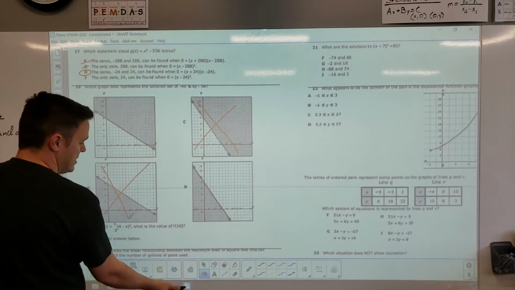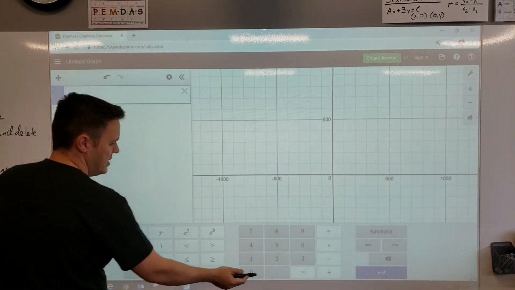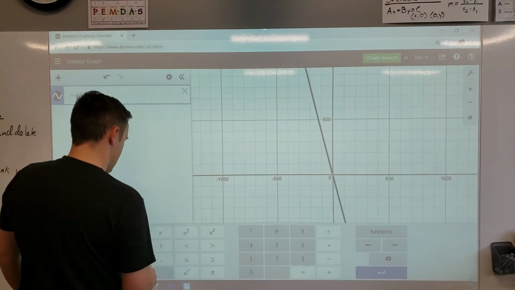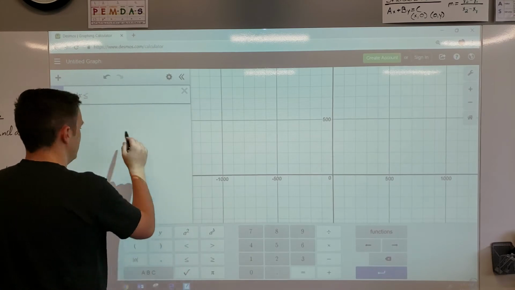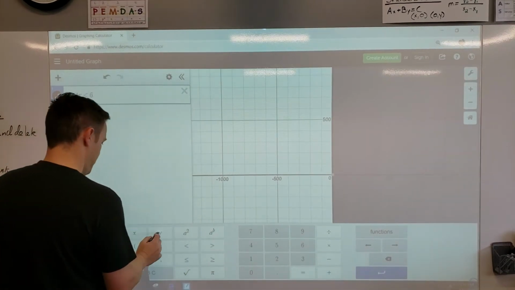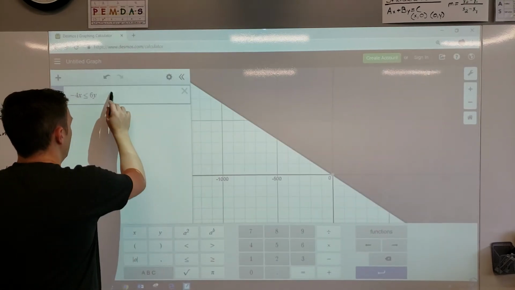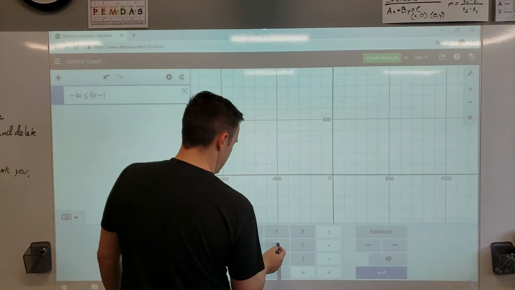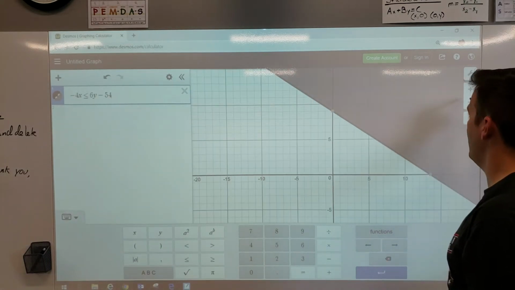So it is negative 4x. So let's make sure I can do this in my head. Negative 4x, and then it's this one. And then it's going to be 6y and minus 54. Minus 54. Let's go home. Kind of see, zoom out one more time.